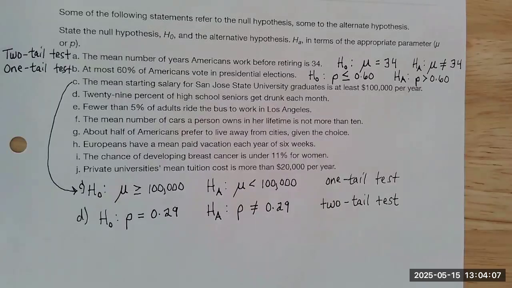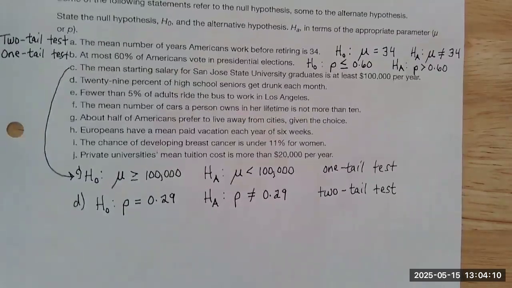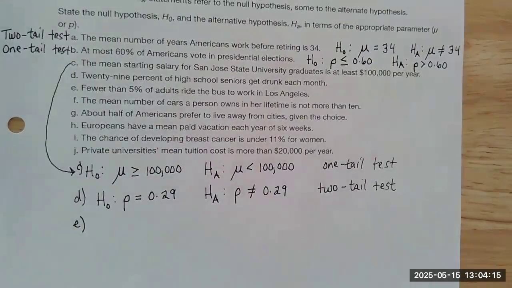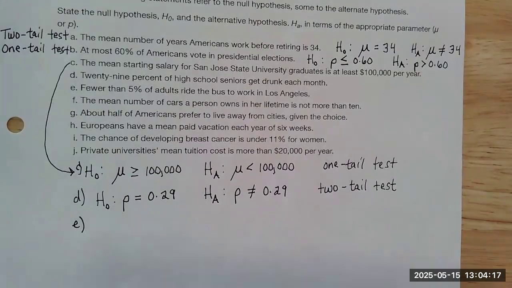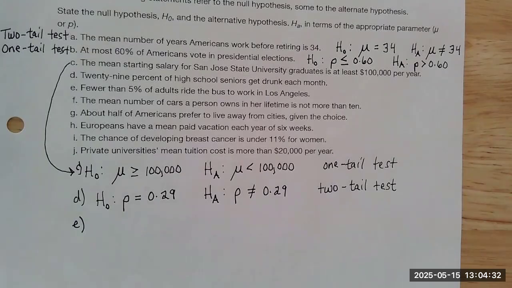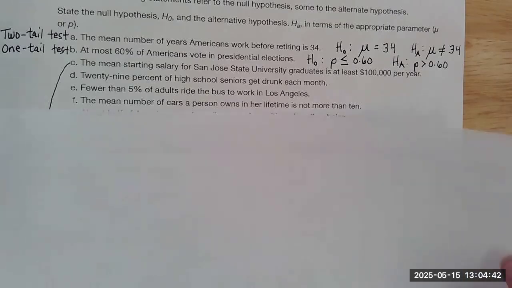Let's do one more. These get pretty boring after a while. I don't want to make you go through the whole list, but let's do one more. Fewer than 5% of adults ride the bus to work in Los Angeles. So fewer means it could be 4% or it could be 3%, but it can't be higher. So we would say less than. But here's the problem. Fewer, I guess I shouldn't take that paper away yet. Let's look at it again.